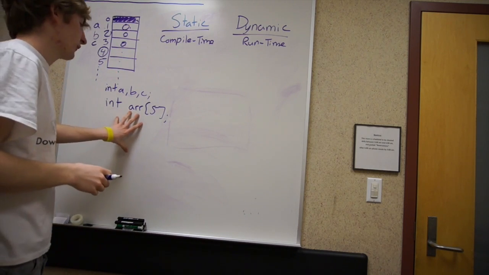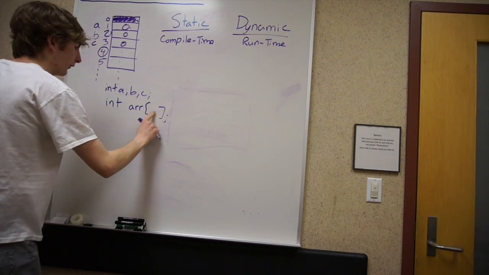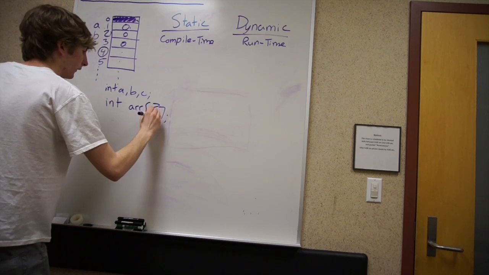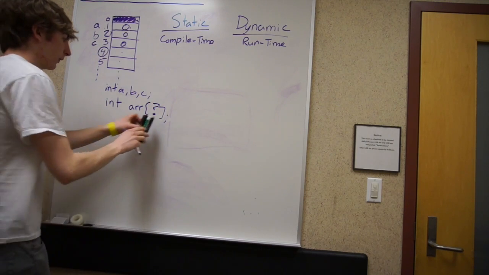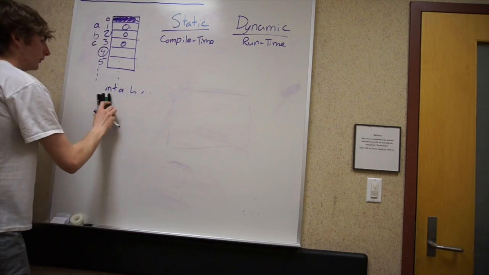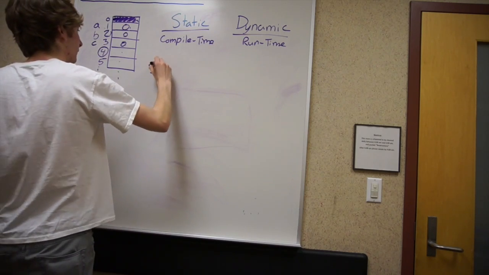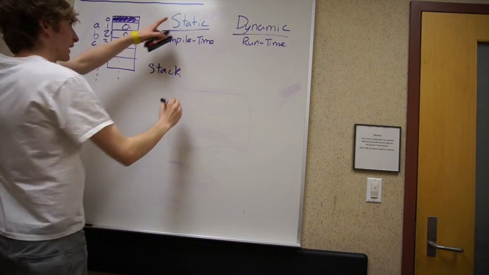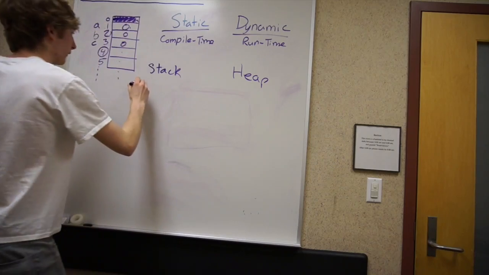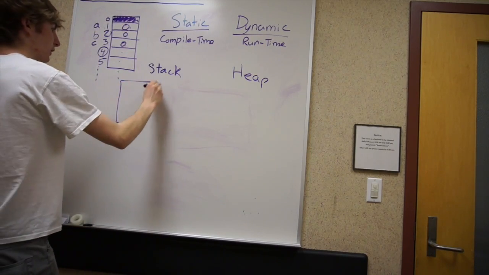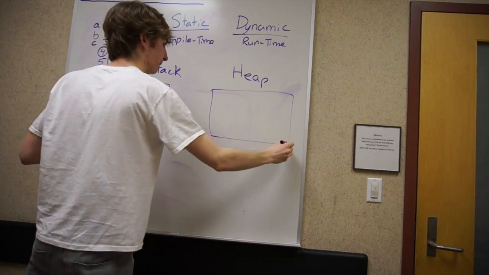Now, what if you want to do a vector sort of thing, where you don't know how many elements you're going to have ahead of time? It's unknown. You need to use dynamic memory. There are two places in your memory where data is stored. You have the stack, which is for static memory, and you have the heap, which is for dynamic memory. Think of it just like two big boxes in your memory. Here's the stack, and here's the heap.